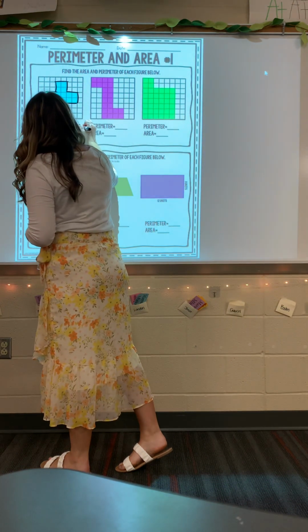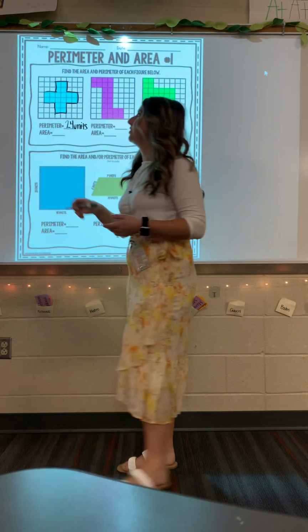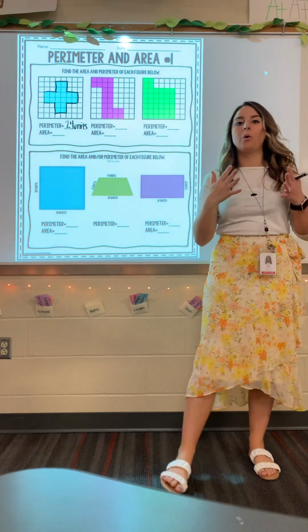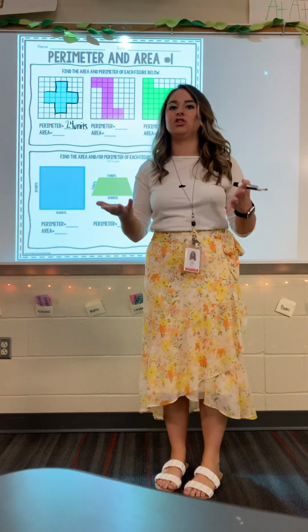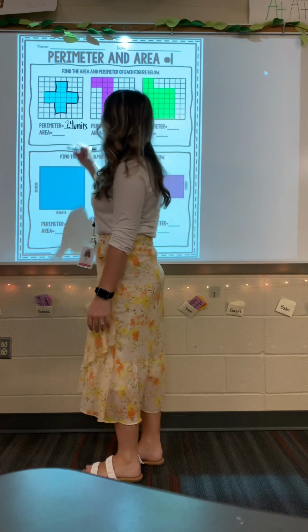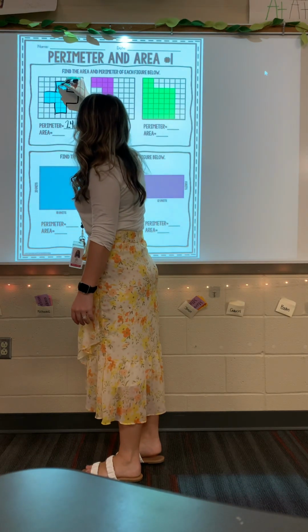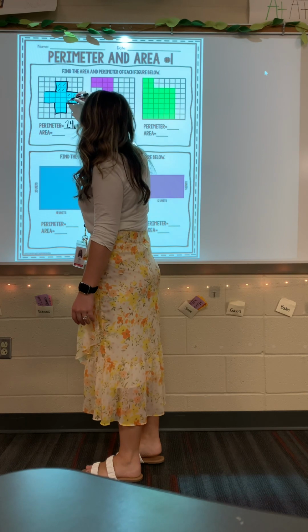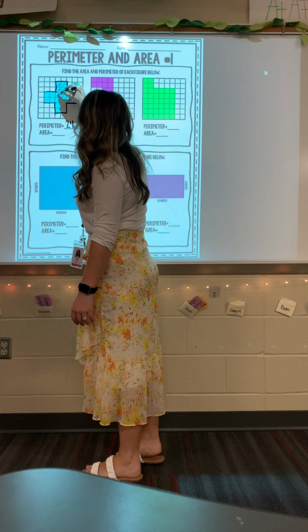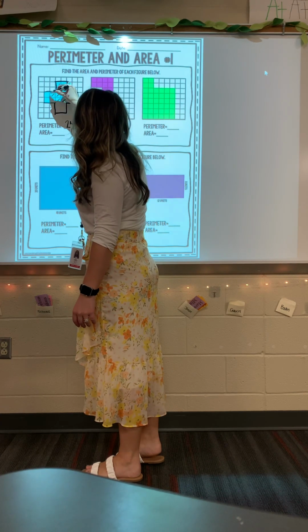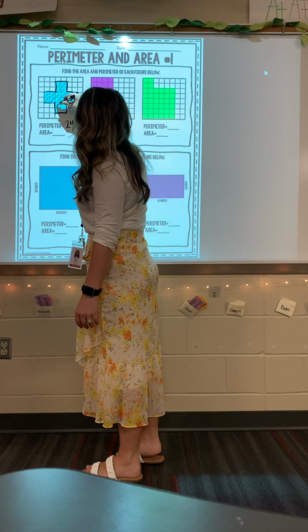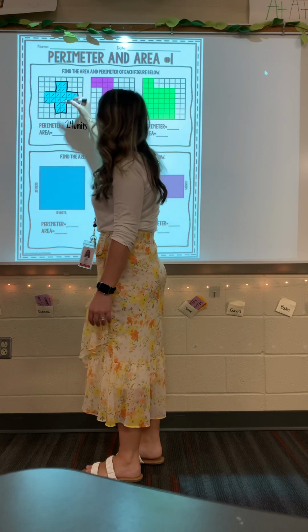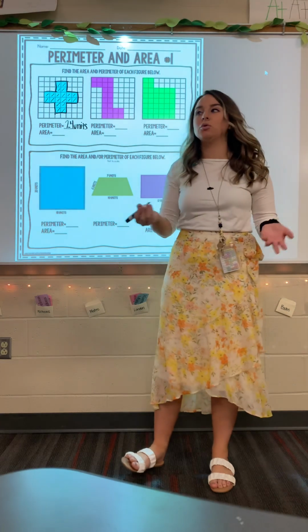What if I was asked to find the area of this shape? Remember, the area is how much it takes to fill in the shape. So let's count the squares that are inside of this shape. We would have 1, 2, 3, 4, 5, 6, 7, 8, 9, 10, 11, 12, 13, 14, 15, 16, 17, 18, 19, 20. So what's my area? It would be 20 units.